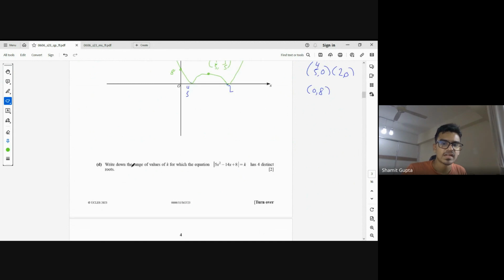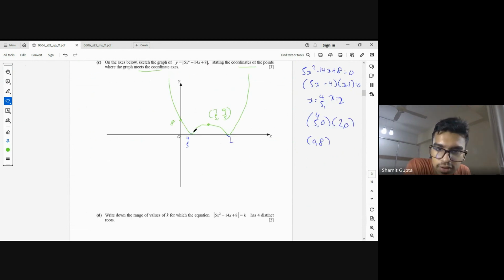Okay. Write down the range of values for k for which this equation equals to k has 4 distinct roots. You want 4 distinct roots. Okay. 1, 2, 3, 4. So you want a straight line. And if it has 4 distinct roots, means it should intersect 4 times. So a line like this will have only 2 roots. Okay, let's use a different color to show this. A line like this will have only 2 roots. A line like this will also have 2 roots. A line like this will have 4 roots. Okay. A line exactly passing through this will have only 3 roots. Okay. And the line which is passing through the x-axis will have only 2 roots.